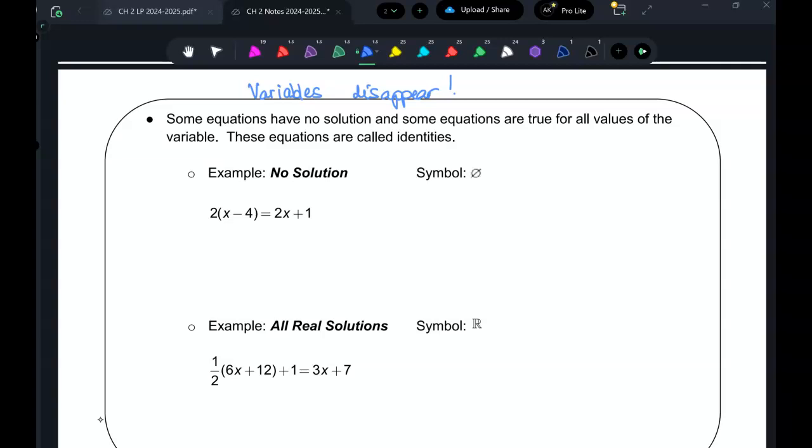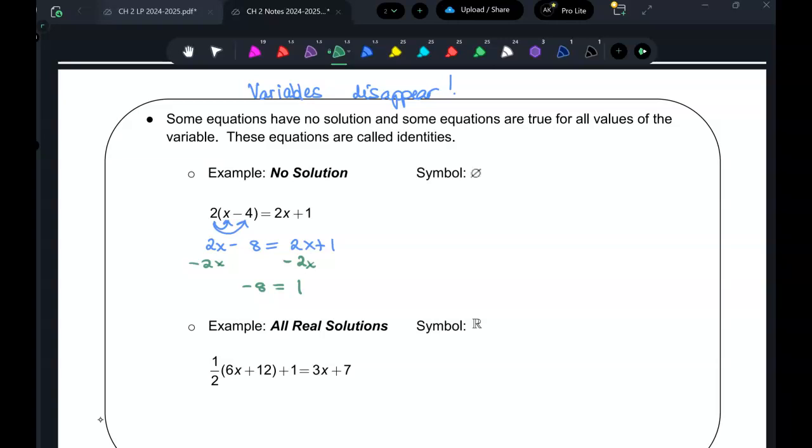What's the first thing I have to do on the left side? Distributive property. So I have 2x minus 8 equals 2x plus 1. Which one is the smaller variable? Both the same. If I subtract 2x, it leaves a 0. No variable, so I end up just with negative 8 equals 1, no solution.